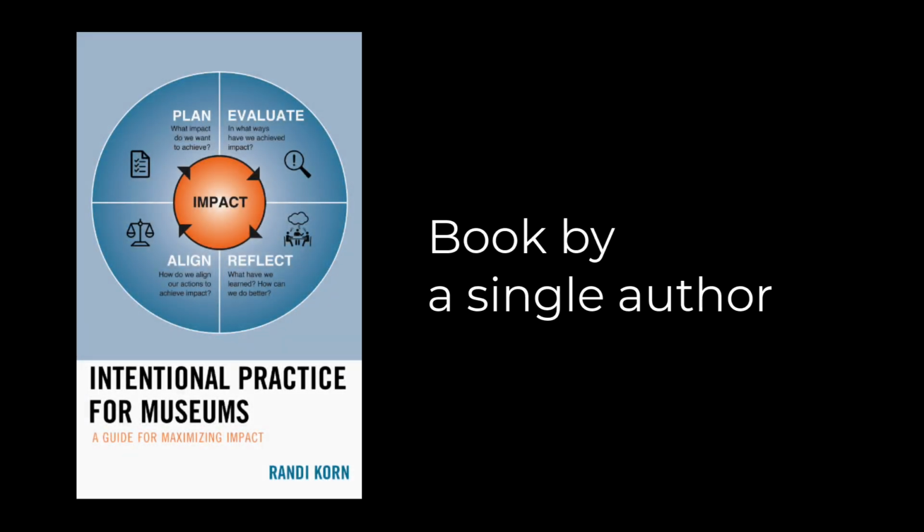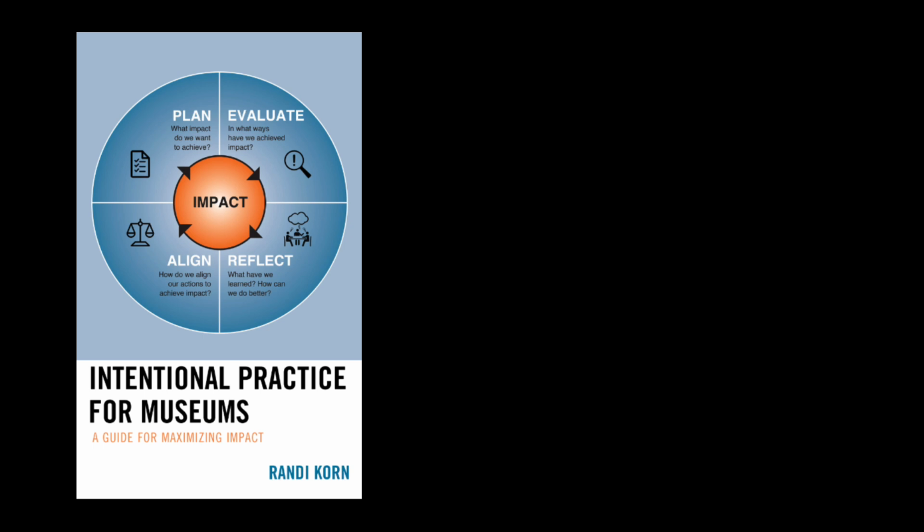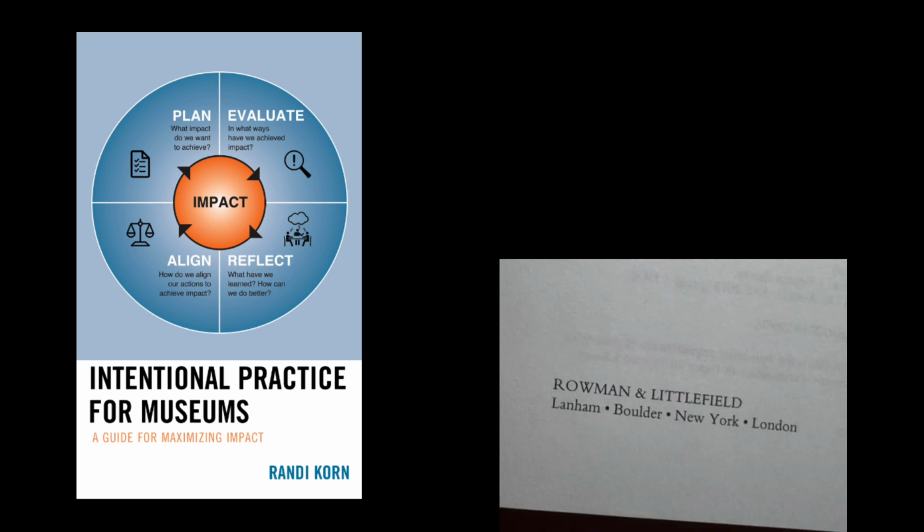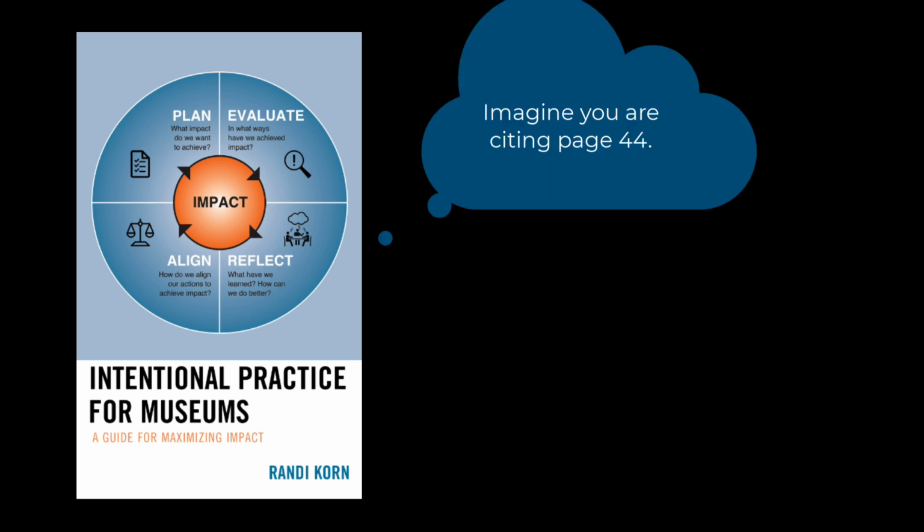Let's start with a book by a single author, Intentional Practice for Museums by Randy Korn. Who is Randy Korn? What is Intentional Practice for Museums? Where and when? Roman and Littlefield in Lanham, Maryland in 2018. Now in the book, you'll see there are 4 different locations listed for the publisher, including New York and London, but you'll only choose one, the location closest to you. We're in Washington, D.C., so our choice is Lanham, Maryland. The page you're using, 44. The URL, it's not needed because it's a print book.